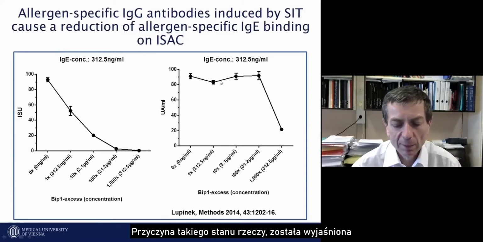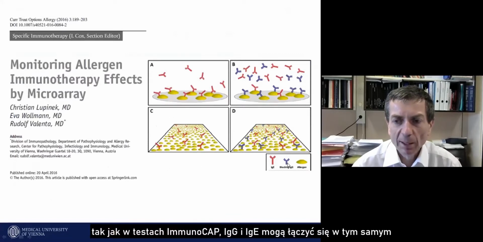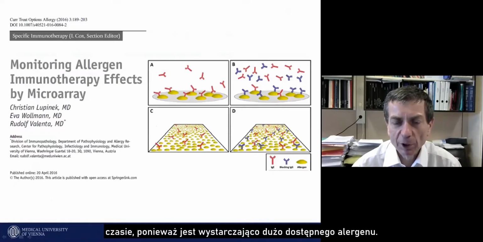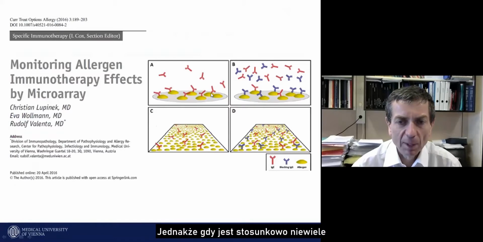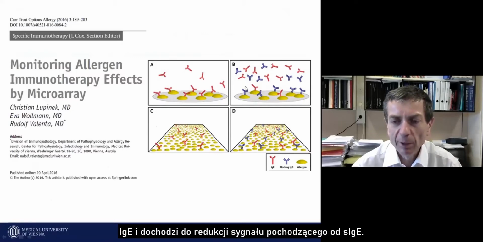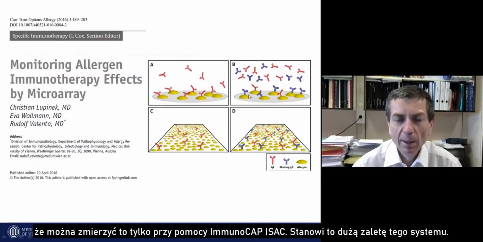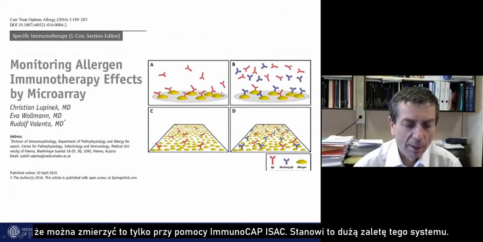And the reason for this is explained in this picture. When there is a lot of antigen present, like in the ImmunoCAP, the IgG and the IgE can bind at the same time because there is enough allergen present. However, when there is relatively little allergen present on the surface, like in the chip, the IgG in blue can block the IgE away, and then you get the reduction of the IgE signal. Now, this is something very unique that you can only measure with the ImmunoCAP ISAC. So it's really a very big advantage.